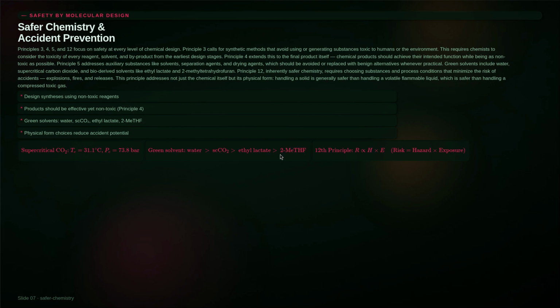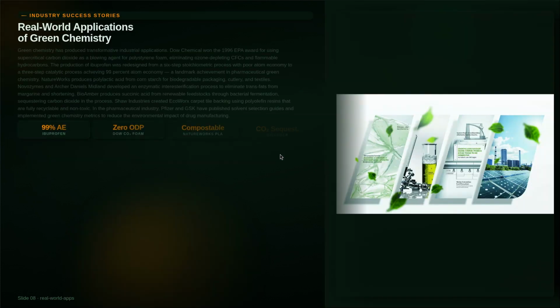Principle 5 addresses auxiliary substances like solvents, separation agents, and drying agents, which should be avoided or replaced with benign alternatives whenever practical. Green solvents include water, supercritical carbon dioxide, and bio-derived solvents like ethyl lactate and 2-methyl tetrahydrofuran. Principle 12, inherently safer chemistry, requires choosing substances and process conditions that minimize the risk of accidents, explosions, fires, and releases. The physical form of a chemical matters. Handling a solid is generally safer than handling a volatile, flammable liquid.